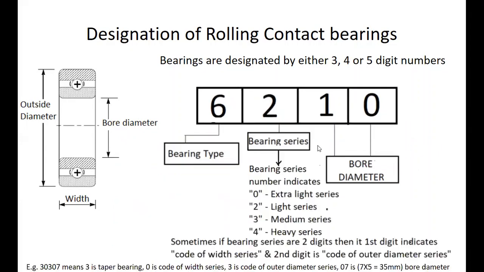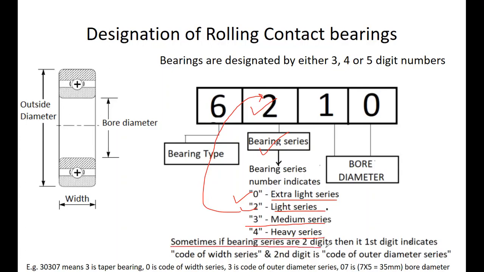Moving ahead, the next digit is the bearing series. If the number is 0, it is extra light series, 2 is light series. Since here it is written 2, it means light series. 3 means medium series, 4 means heavy series.